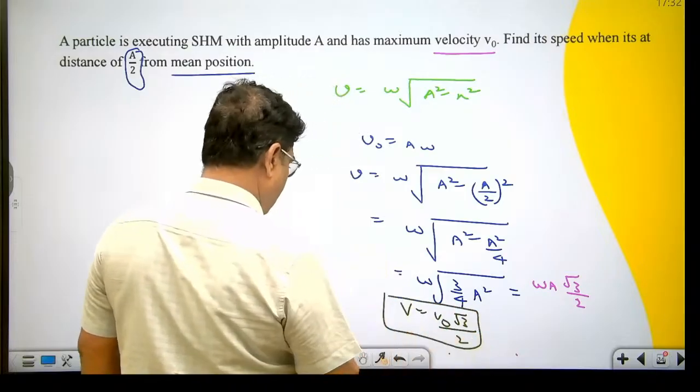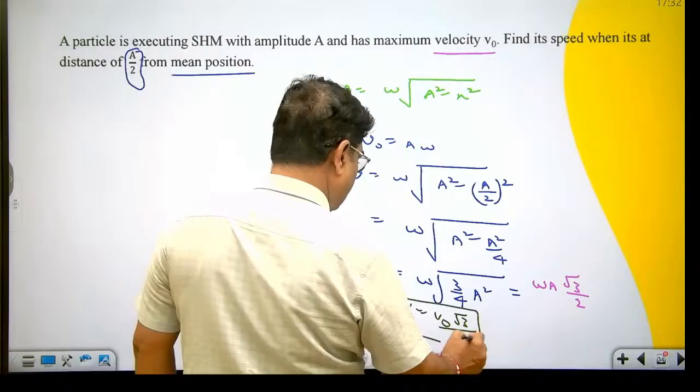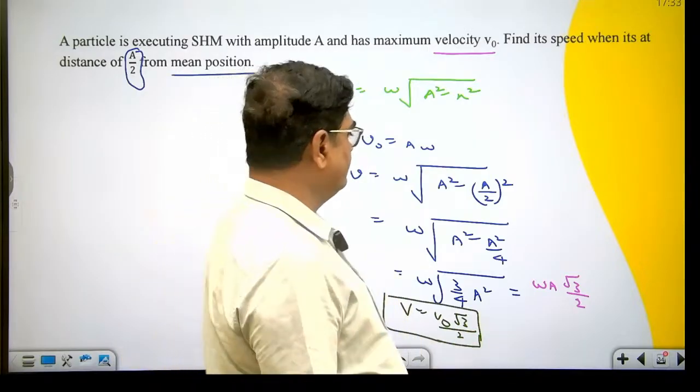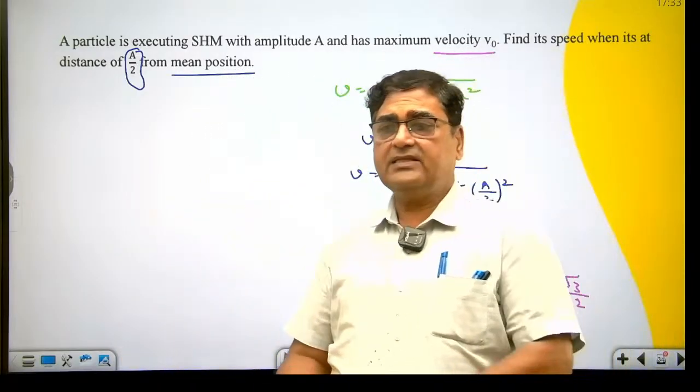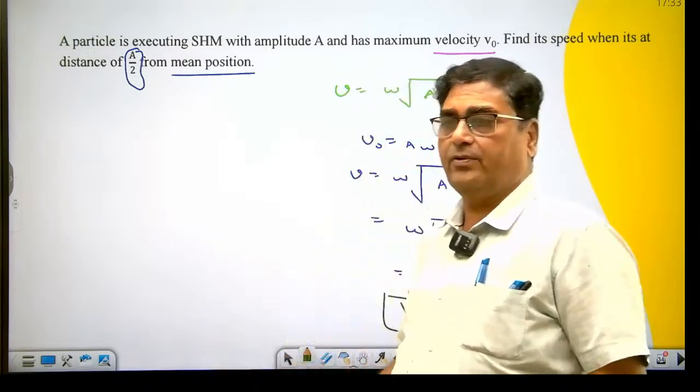This is our general answer. At x equal to A by 2, the speed is root 3 upon 2 times the maximum speed.